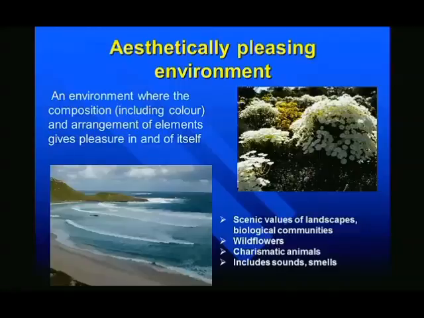An aesthetically pleasing environment is an environment where the composition and arrangement of elements gives pleasure in and of itself. So it's an endpoint in and of itself, the pleasure people get from that. And we include sounds and smells in that, by the way. I think that's fairly straightforward and obvious, but there is some really good research out of Europe which actually shows that even the biological richness, which is a property of that element, of a grassland, they looked at grasslands with variable richness, and they assessed people, just members of the public, not botanists, on how they rated it as being aesthetically pleasing.